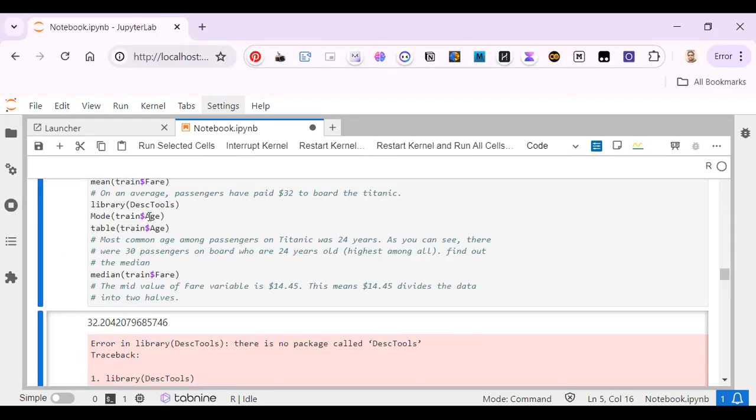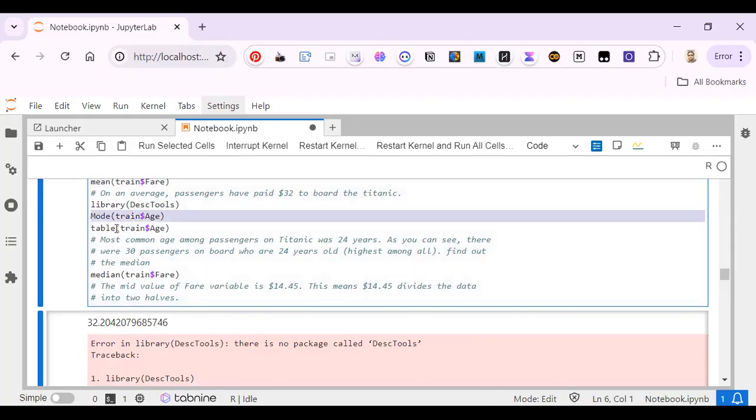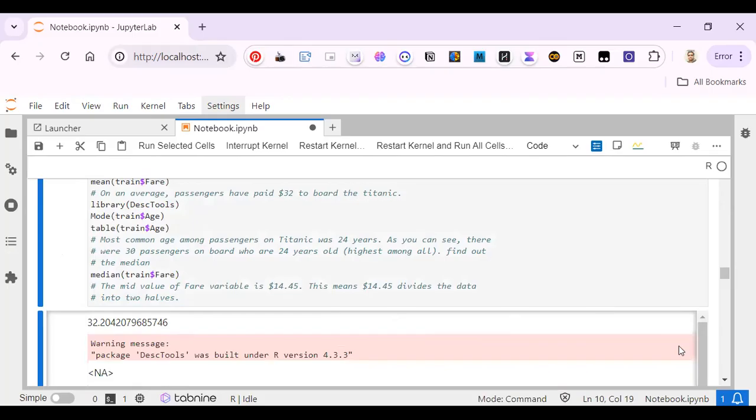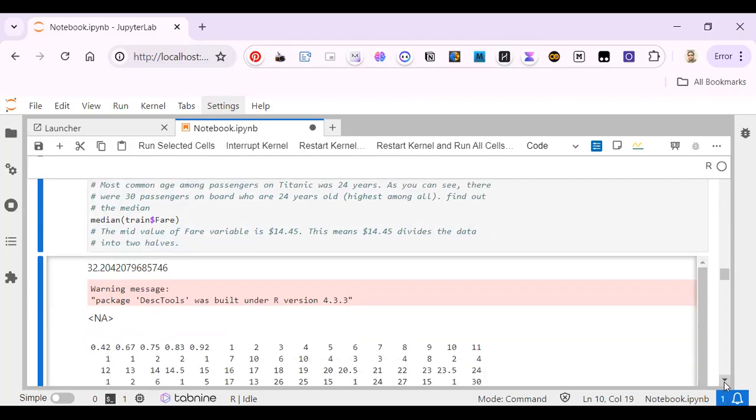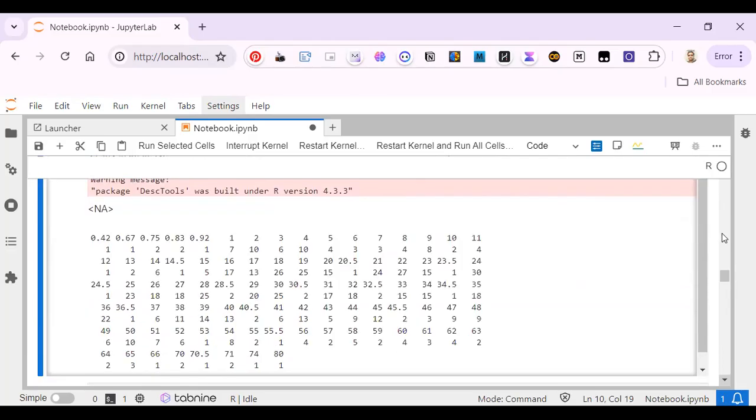Okay. Now I'm asking age and I'm writing mode. And I'm also going to table, and I do the same work on the age. And I'm also going to median. I'm also asking the fare. Now we got these values. Okay. So this package, tools, was built on R 3.3 version. Okay. So we got these values here.